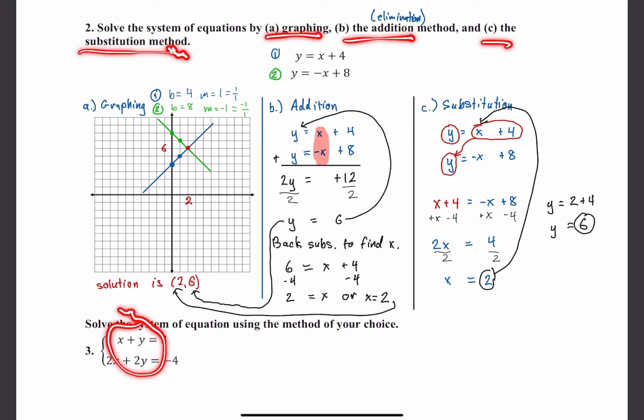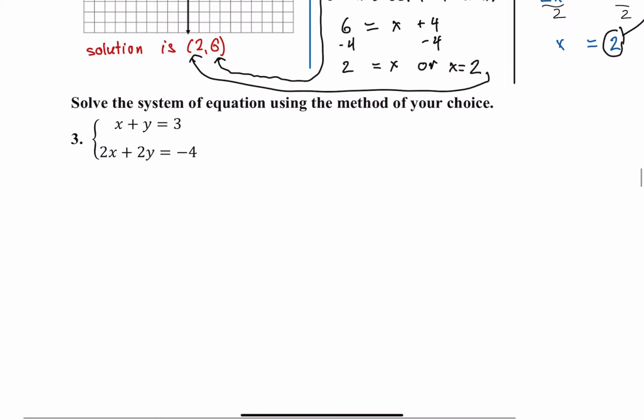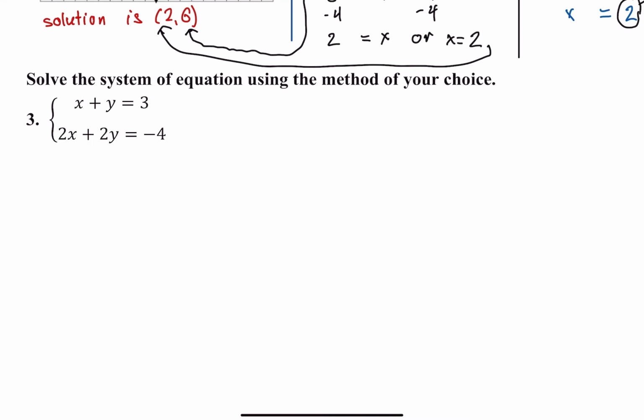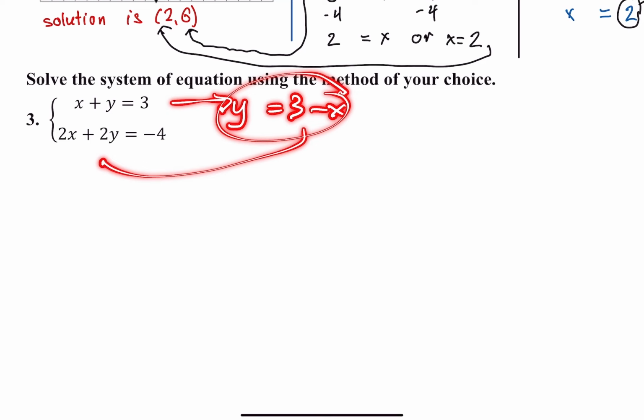Now, when it comes to the addition or substitution, I would actually say that they're equal in difficulty here because it's not perfectly set up for either. And I saw you guys split, so I'm going to choose the addition method because it illustrates a concept we haven't looked at yet. If you were to do the substitution, you would just have to solve this, so you would get y is equal to 3 minus x, and then you can do the substitution there.